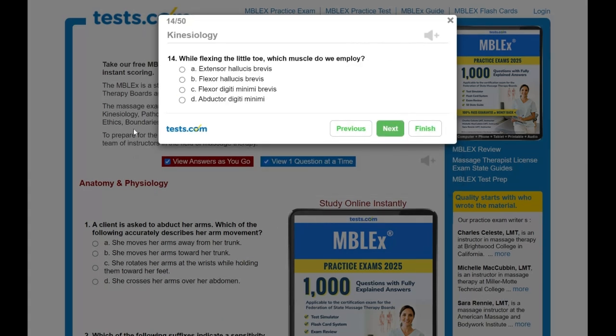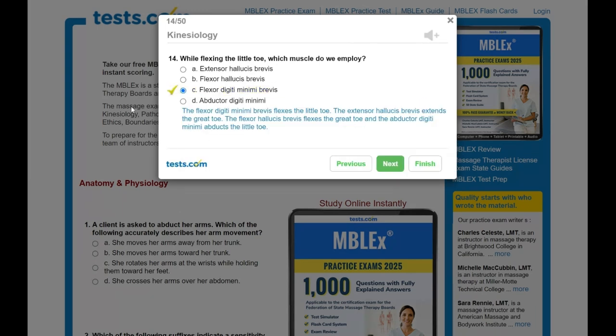Question 14. While flexing the little toe, which muscles do we employ? A. Extensor hallucis brevis. B. Flexor hallucis brevis. C. Flexor digiti minimi brevis. D. Abductor digiti minimi.